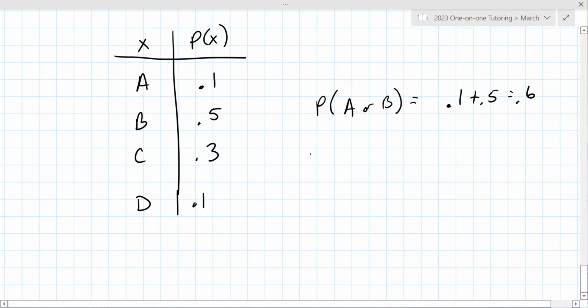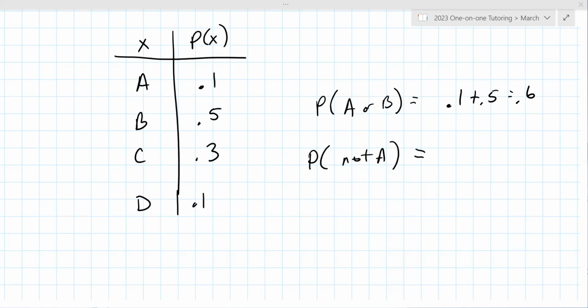Very good. What's the probability of not A? Anything other than A? 0.4. How did you come up with that? 0.3 plus 0.1 for the C and D. What about B? Isn't B not A? Oh, yeah. 0.9. 0.9. Very good.